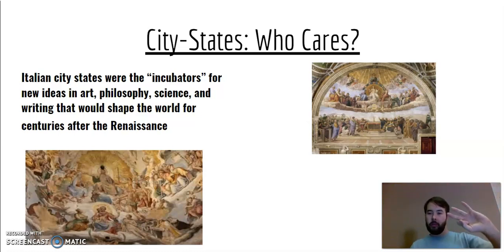So you need to know a little bit about those three city-states that we talked about. You need to know the Medici family, and you need to know why the success of city-states was a big deal. It was because they were incubators for that humanist thought. And we have art, philosophy, science, and writing that has stood the test of time for hundreds of years because of these city-states.